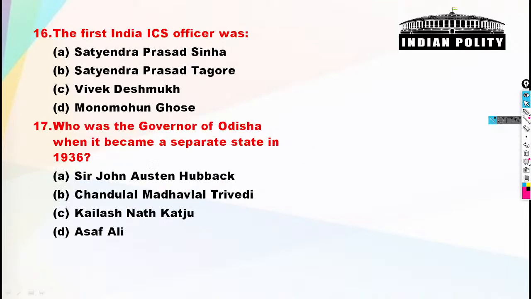The first ICS officer of India was Satyendra Nath Tagore, in 1863. In 1863, he was the first Indian to qualify. The first Governor of Odisha when it became a separate province was Sir Austin Hobart. Remember, the separate province for Odisha was provided in the 1935 Act under the recommendation of the Simon Commission also.